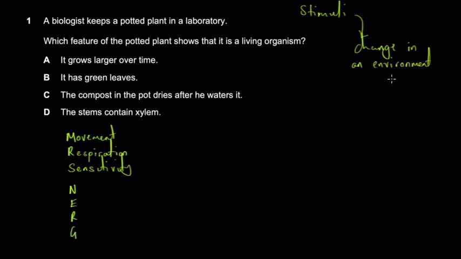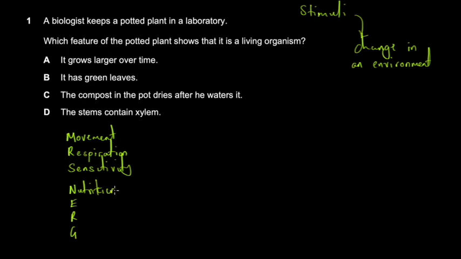Any change in an environment we call a stimulus. So if an organism is capable of responding to a change in the environment, we say that it responds to stimuli, so it must be living. For example, light intensity can be a stimulus. All living organisms react to light intensity. And then N stands for nutrition.